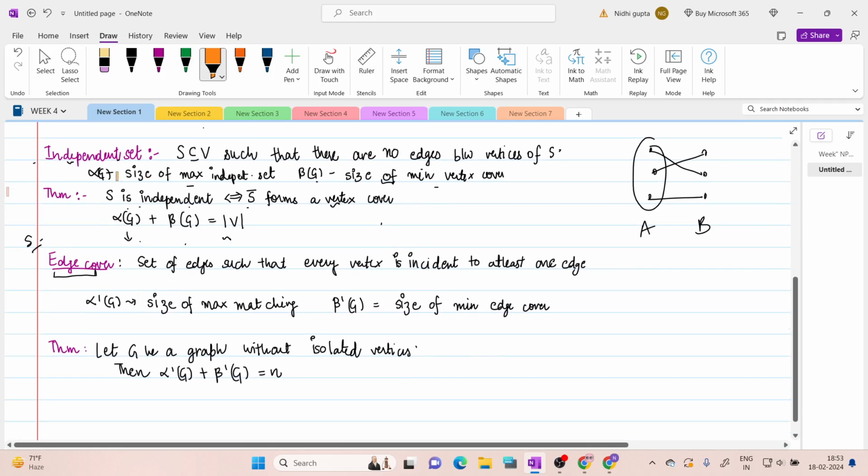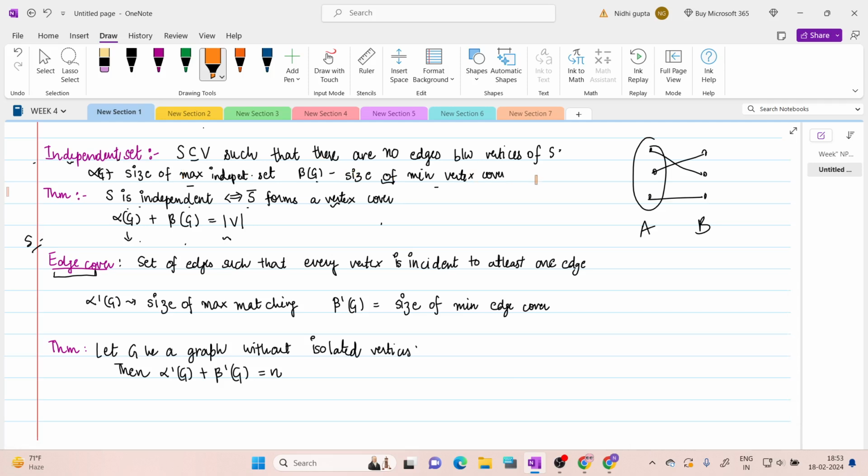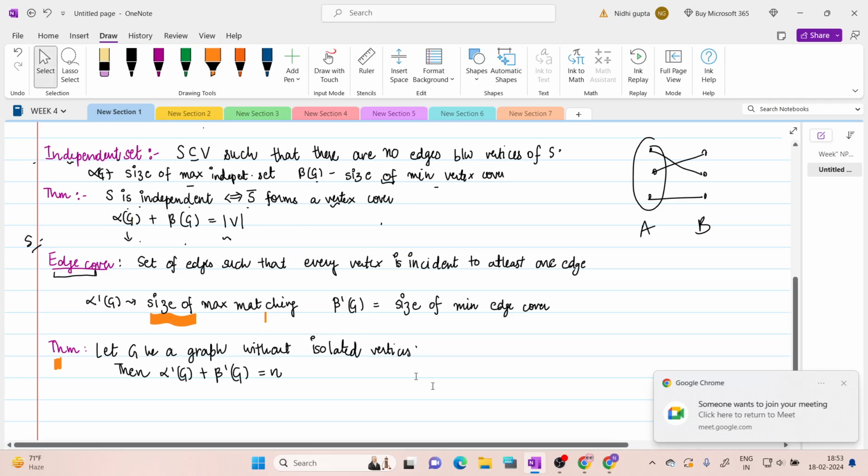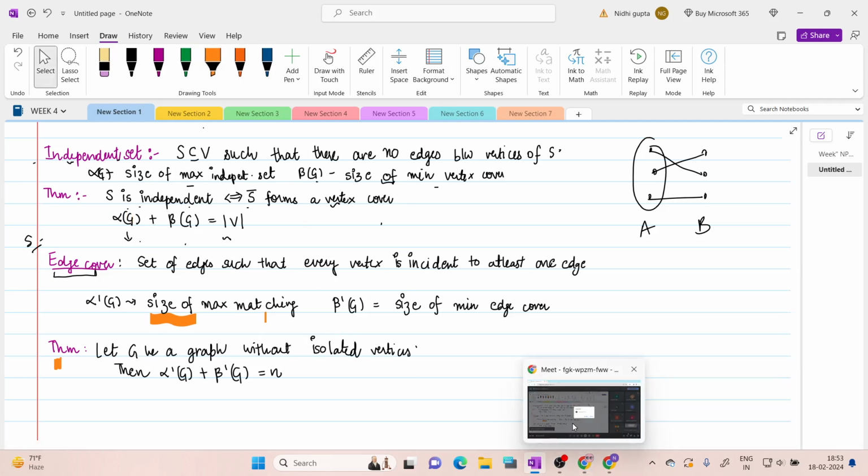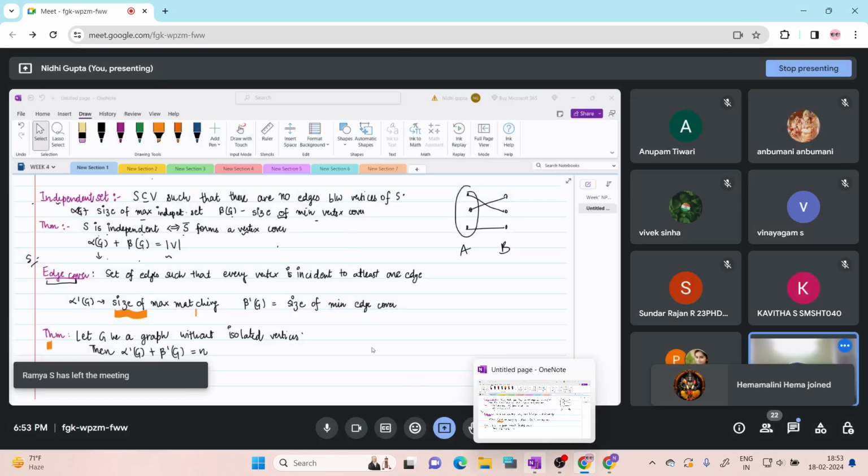And so we see that the size of the maximum independent set and the size of the minimum vertex cover sum up to n. Similarly, if we look at a graph without isolated vertices, the theorem says that the size of the maximum matching and the size of the minimum edge cover will also sum up to the number of vertices. So these are the theorems. Now let's solve some questions.